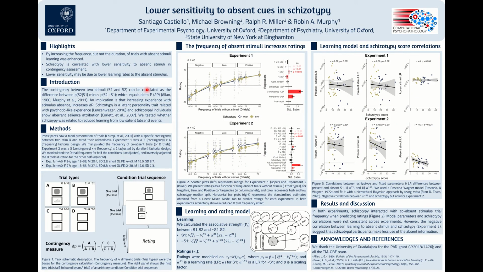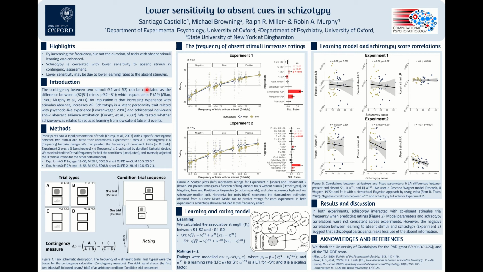Here we will be talking about schizotypy and how it's related to learning from absent information. So schizotypy is a latent personality organization related with psychotic-like experience. We all are, in different degrees, schizotypal. And also, schizotypy is related with superstitious beliefs, bias against disconfirmatory evidence, jumping to conclusions, among other biases.